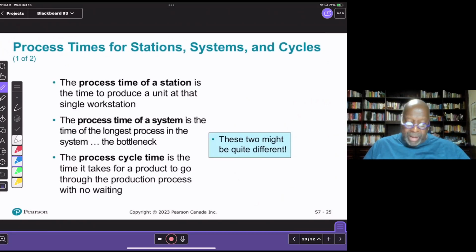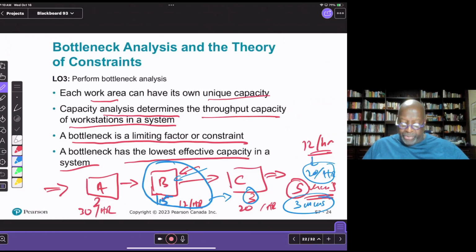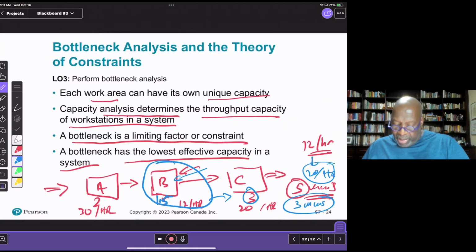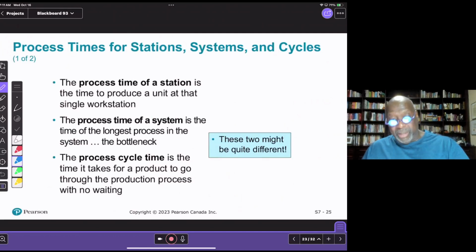So let's understand, the process time of a station is the time to produce a unit in a single workstation. Remember, that's what I just mentioned to you here. So for example, 3 minutes at workstation C will give us 20 units per hour. The process time of the system is the time of the longest process in the system. In this case, when I had the 2, 5, and 3 minutes, then 5 minutes was the process time of the system. That's where the bottleneck is, and it determines how fast you can produce product.